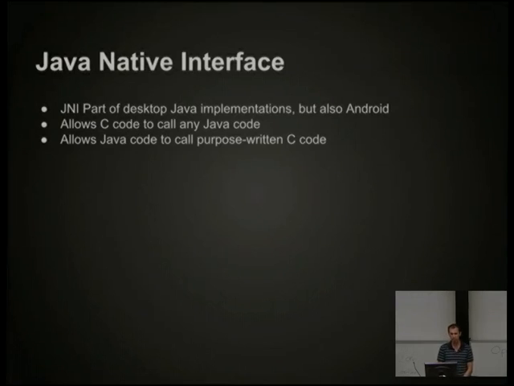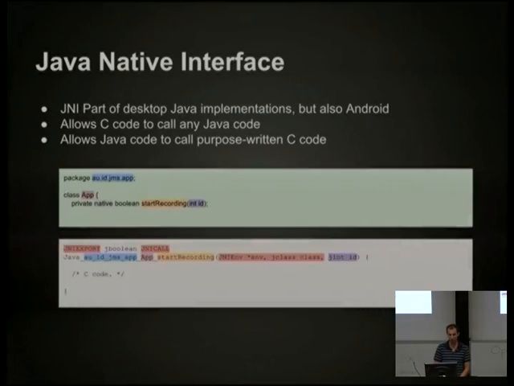So JNI, it's part of all Java implementations, so you can play around with it on your desktop, with your desktop Java virtual machine. And so like I said, it allows C code to call any Java code, and it allows specially written Java code to call into C code as well. It's a bit hard to get started with because the documentation out there isn't all that great. The best demonstration I found of how to use it was jumping on GitHub and looking for some other projects that had used it already.